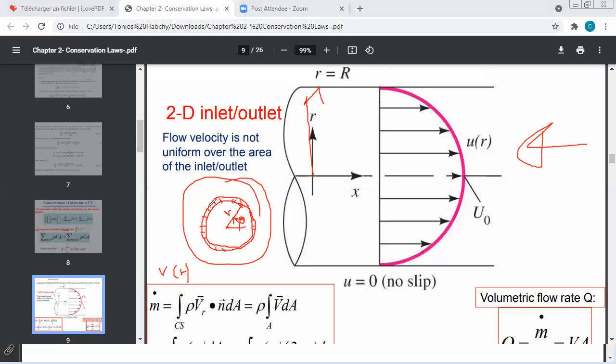So the elementary area dA that I will consider is this one. And what is dA here? dA is equal to the perimeter of the following circle times the thickness. The thickness is dr. So dA will be 2 pi r times dr.